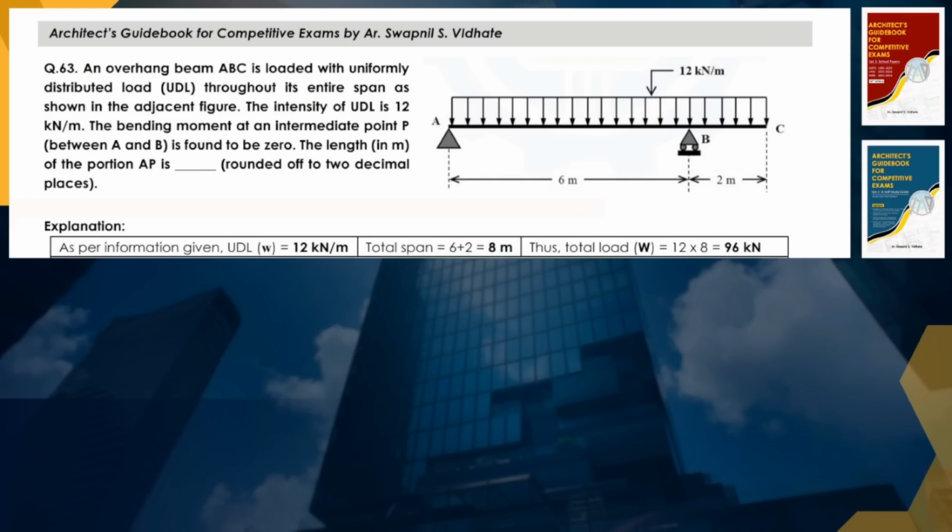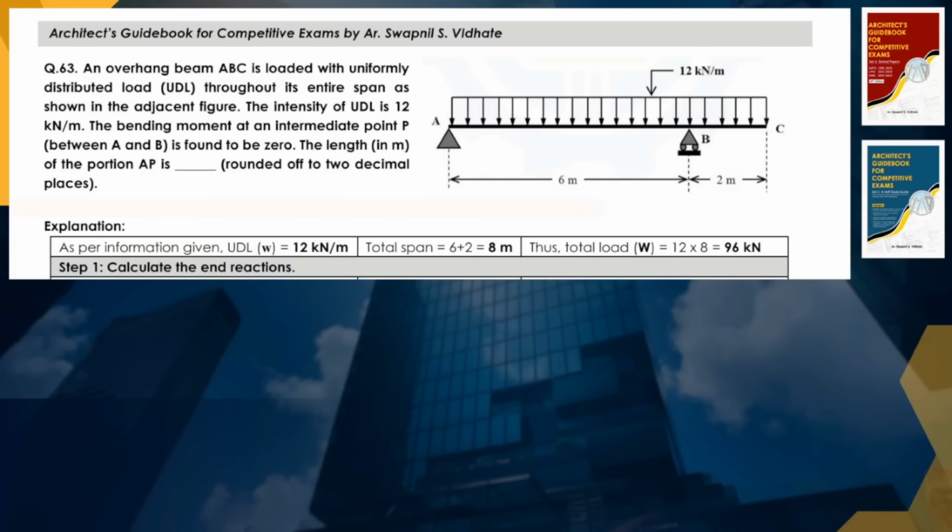What is the information provided? First, they have provided the value of UDL, which is 12 kilonewton per meter. Total span of the beam is 6 plus 2, that is 8 meter. So we can find out the total load, which will be 12 into 8, right? UDL multiplied by the span, we will get the total load, which will be equal to 96 kilonewton. Step 1, we will calculate the end reactions. What is the RA and what is the RB?